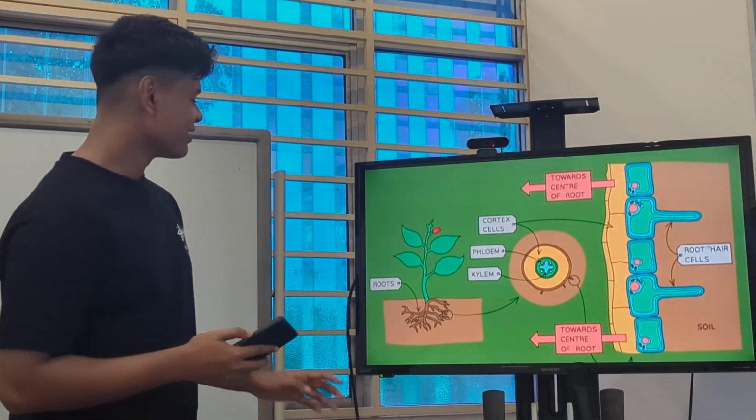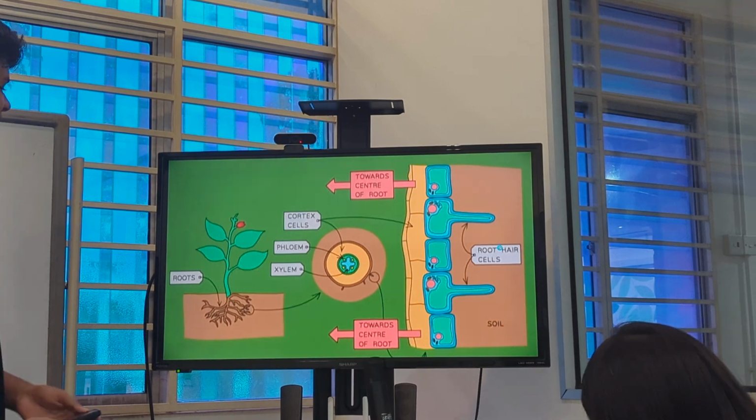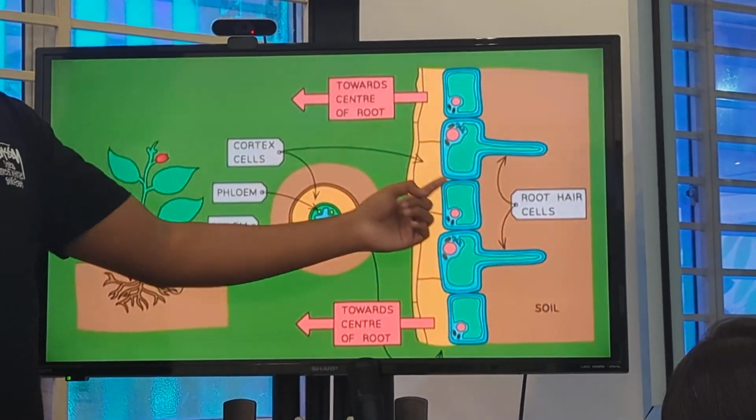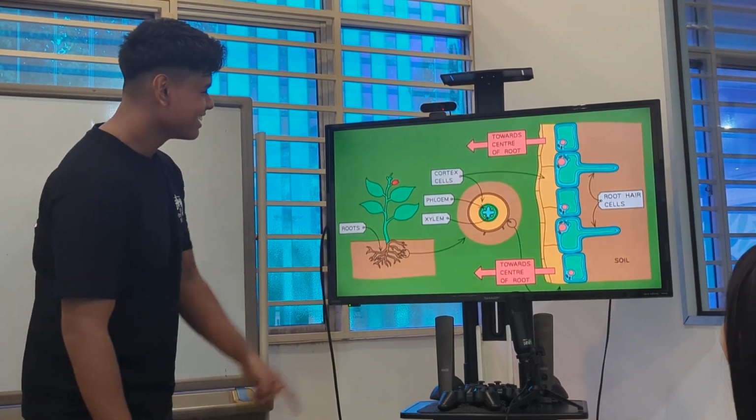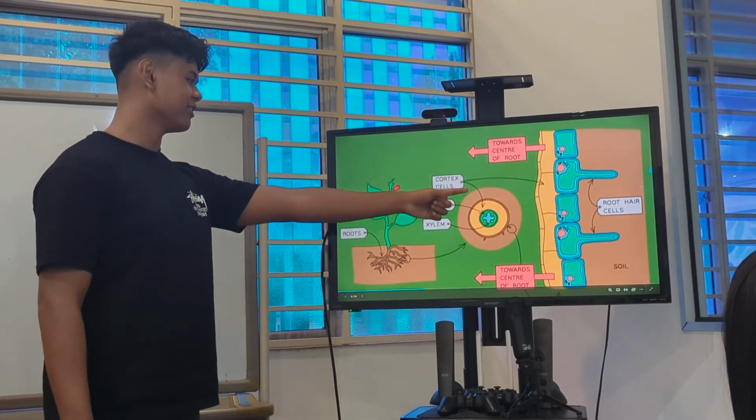Oh yeah, I'm sorry that's a bit blurry. So roots, see, towards center. Next. Those are the root cells. Xylem.